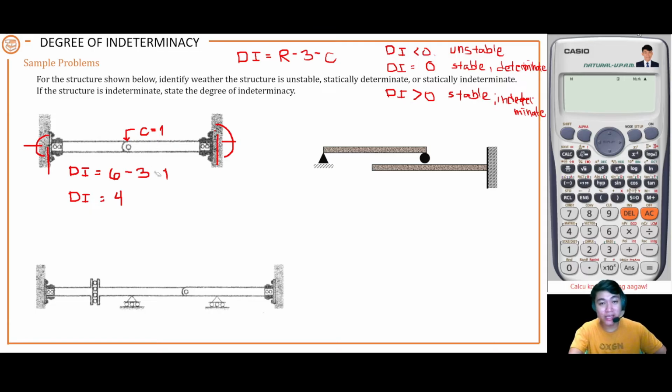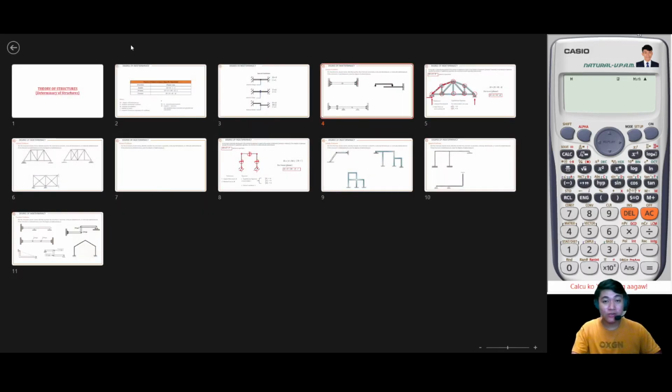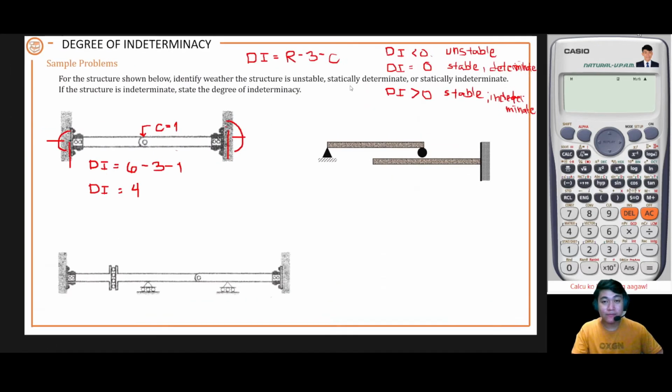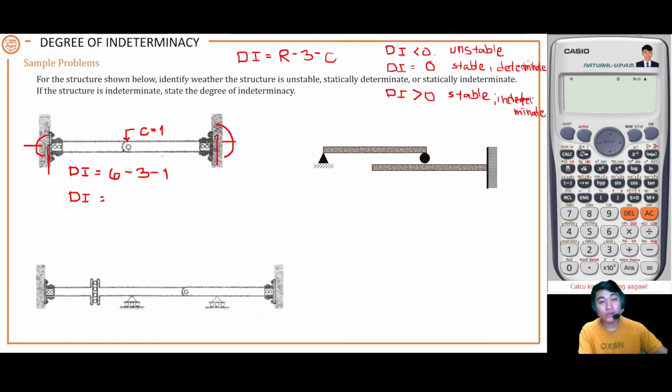Just to be clear, it should be minus: R minus 3 minus C. Therefore, it is 2. So for this problem, the degree of indeterminacy is equal to 2. That is stable, or we can simply say indeterminate to the second degree.